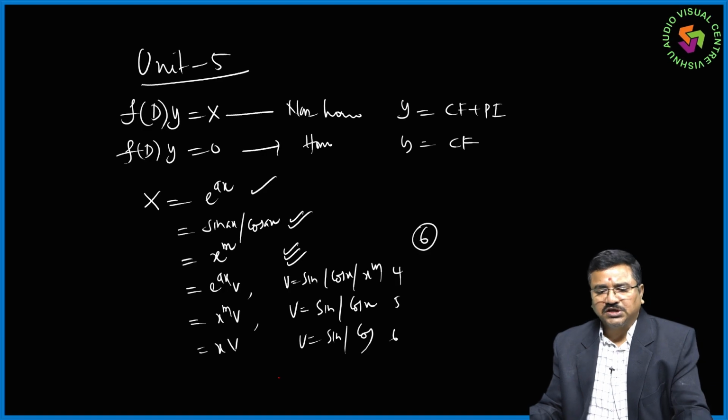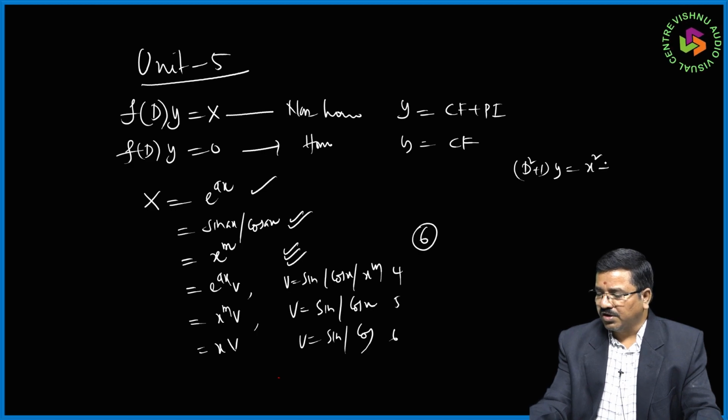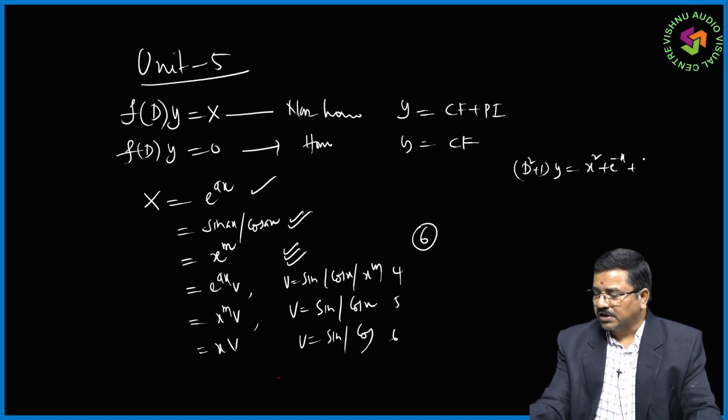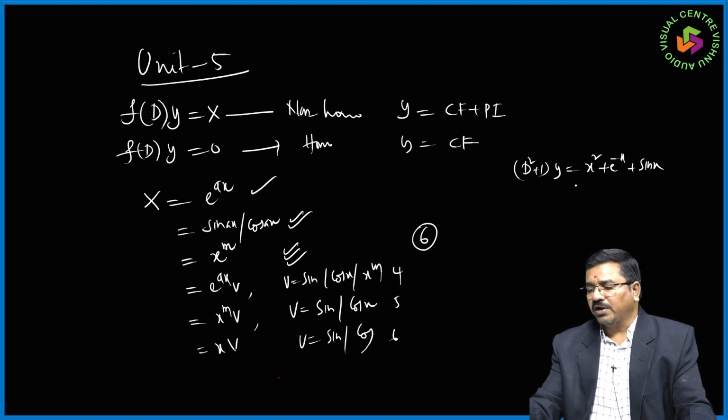If any function is given in this form, for example, if the problem is (D square plus 1) of y equal to x square, or e to the power of minus x, or sin x, then you can apply the shortcut. x square is the polynomial shortcut, and e power x is this one.